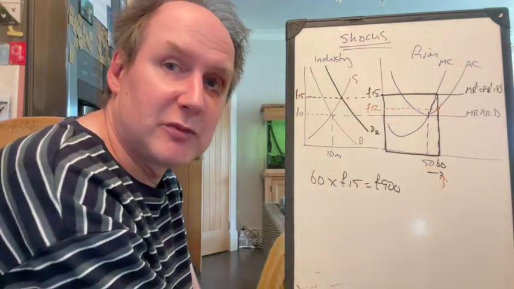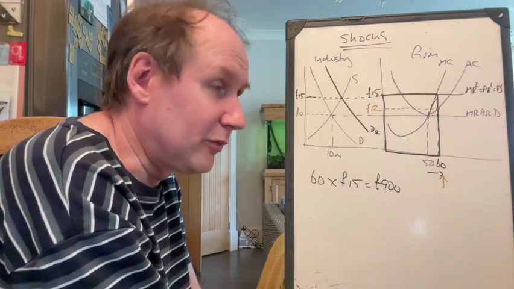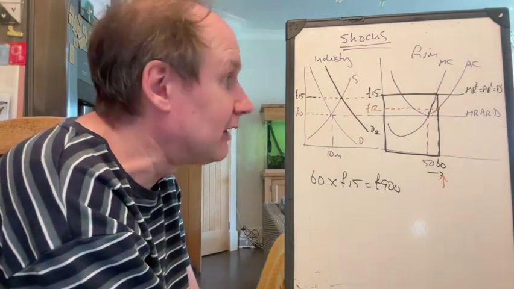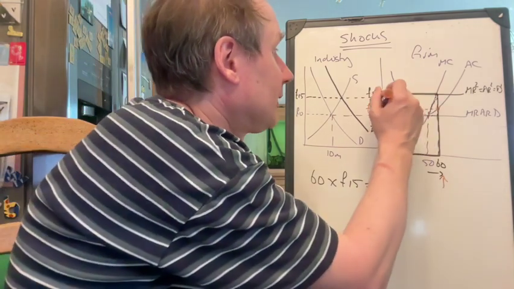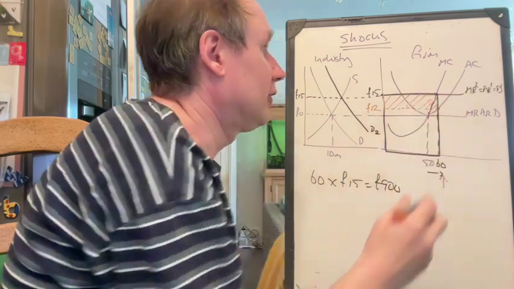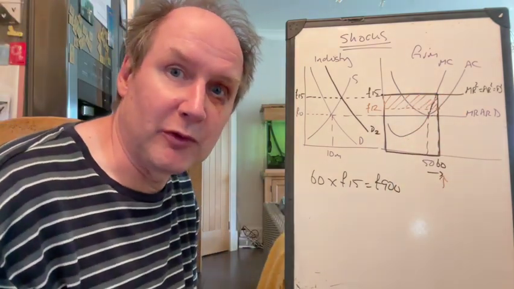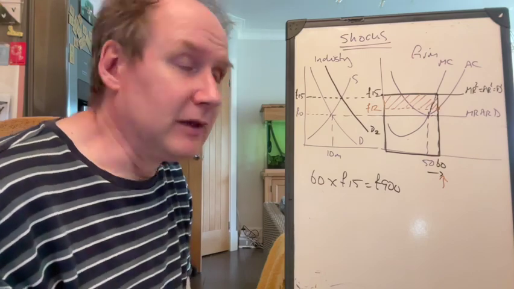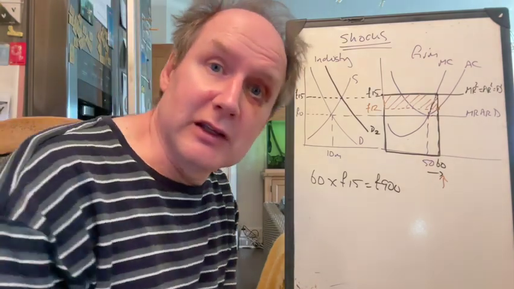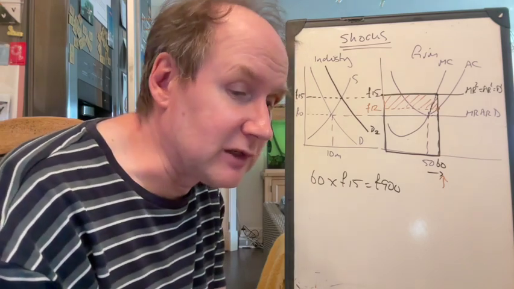So for this firm, because of diminishing returns and so on, average costs have been driven up to 12 quid. But the firm doesn't care because the price is 15. The firm is therefore making a profit of 3 times 60, which is £180. That's abnormal profit. Supernormal profit, whatever you want to call it, and that is a temporary equilibrium. That's a short-run equilibrium.